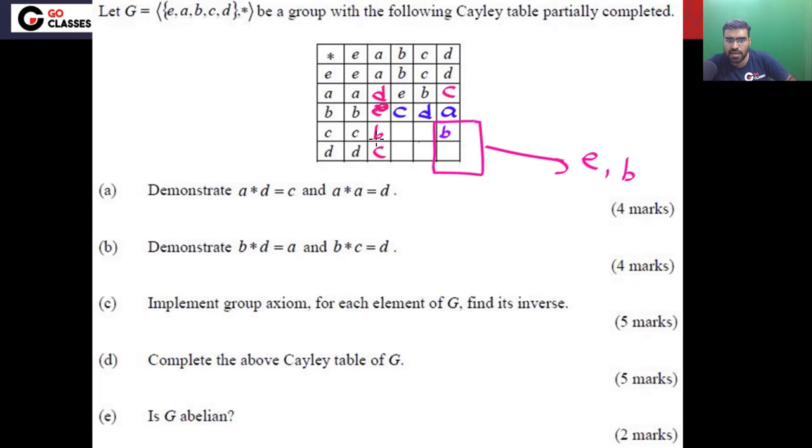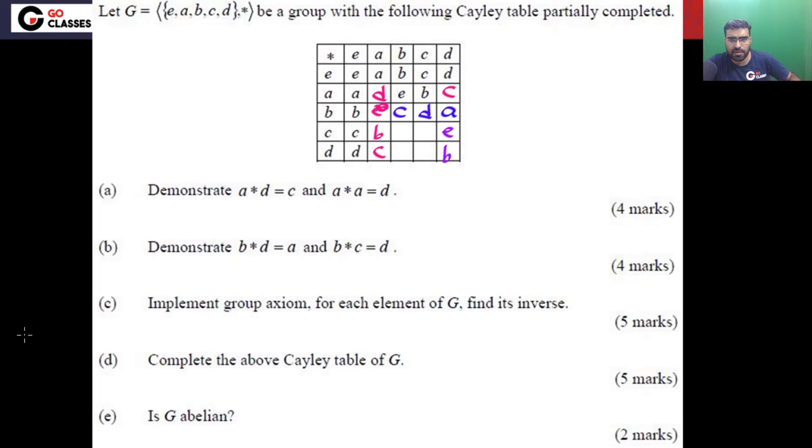Can I put B here? I cannot put B here, because in this row the repetition will happen. Already in this row there is B. So definitely I need to put E here, and now automatically I need to put B here. So I got this E comma B also. Here I got E, here I got B.